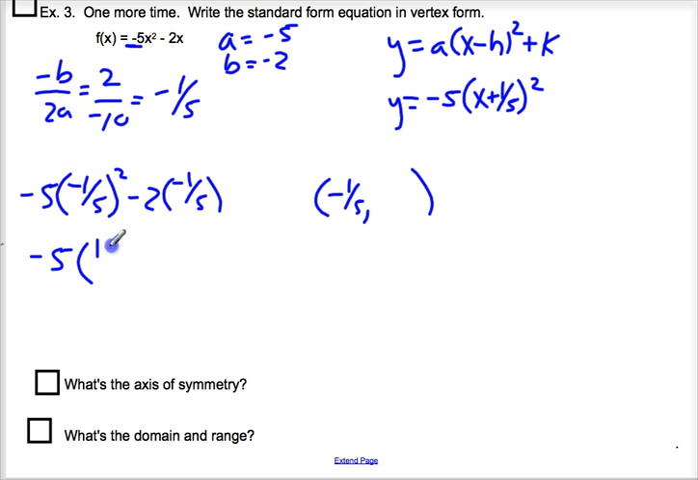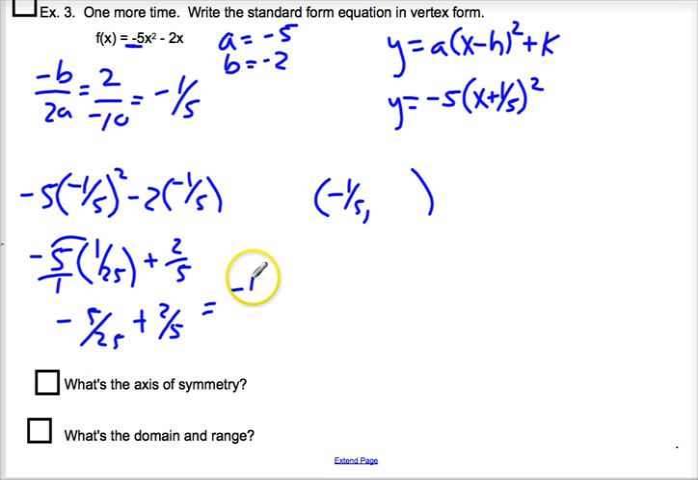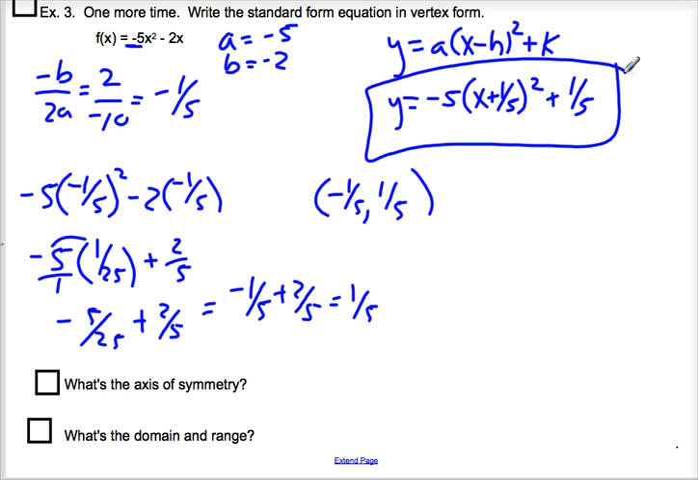Negative 1/5 squared is 1 over 25. Negative 2 times negative 1/5 is positive 2/5. So I'd have negative 5 over 25 plus 2/5. Let's put the 5 on top right here. It's like 5 over 1. So that'd be negative 1/5 plus 2/5, because 5 over 25 reduces to 1/5. So my k is 1/5, and that's what goes at the end of my vertex form equation.